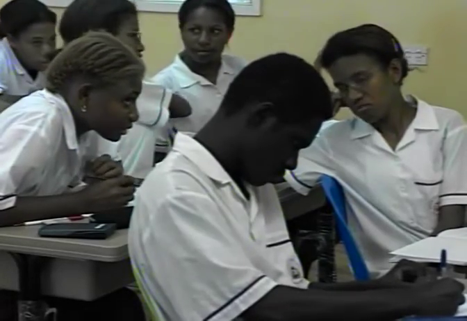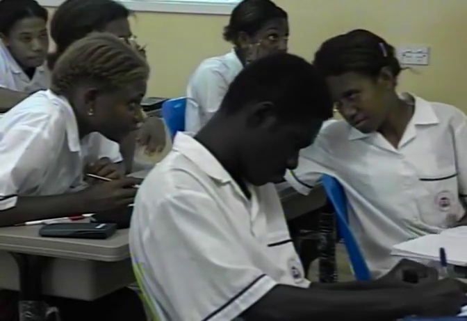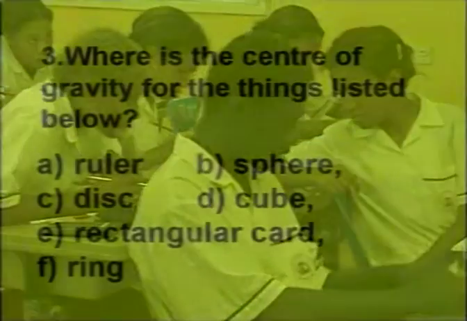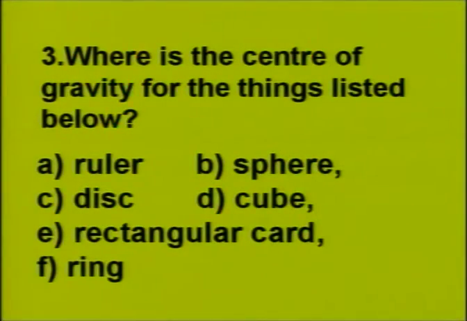Okay, now to that last question. For each of these, explain where you will find the center of gravity in the following things. You have a ruler, a disc, and then a sphere, a cube, a rectangular card, and also a ring.